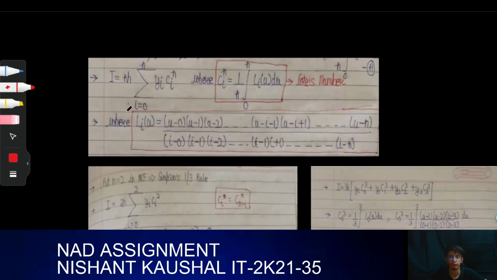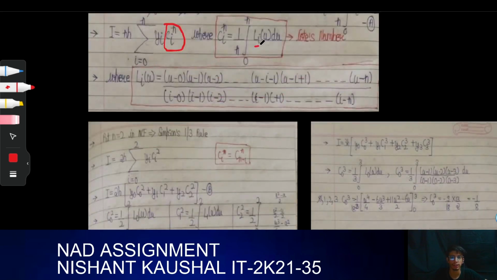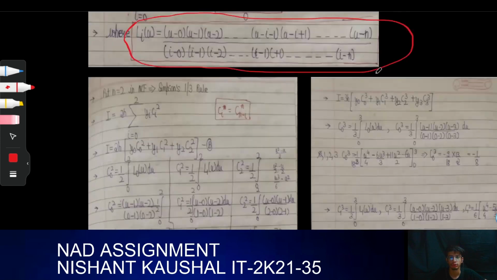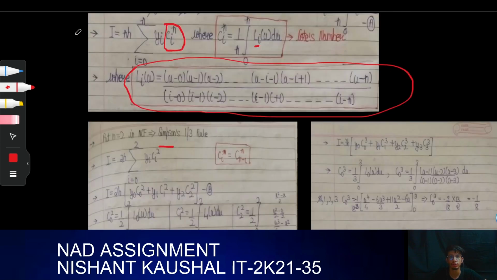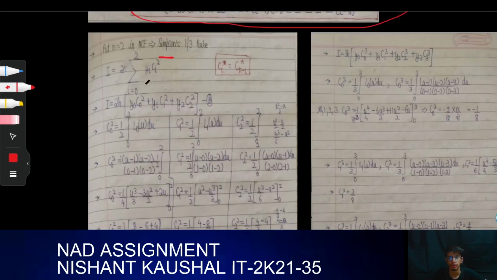So this is our formula for Newton-Cotes, that is I equals nh summation i equals 0 to n yi ci raised to the power n, where this ci raised to the power n is Cotes number and it can be expressed as 1 by n integration 0 to n li(u) du, right? And what is li here? Li is the Lagrange's interpolation, which can be expressed like this. So for Simpson one-third rule we put n equals 2 in this formula and we solve this. So 2h summation i equals 0 to 2 yi ci square.